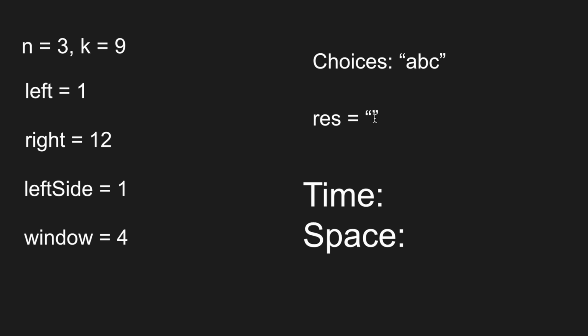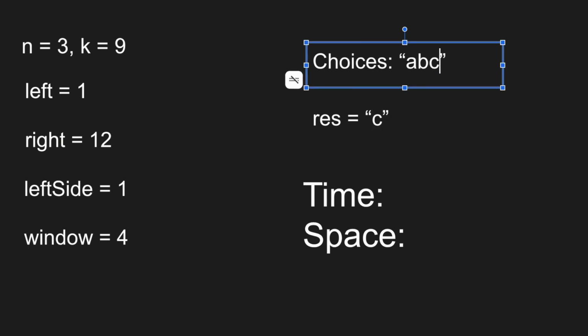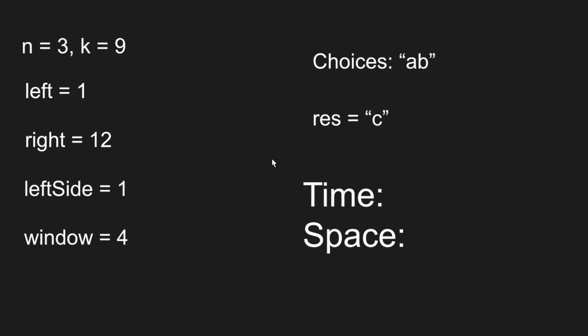So we will add C to result and remove C from the available choices for now. And now we need to update the left side, the right side, and the new window size. So the new left side would be 9 because we're now in this window of 4, and the right side would still be 12. So our left side would be 9. And now we need to calculate our new window size.